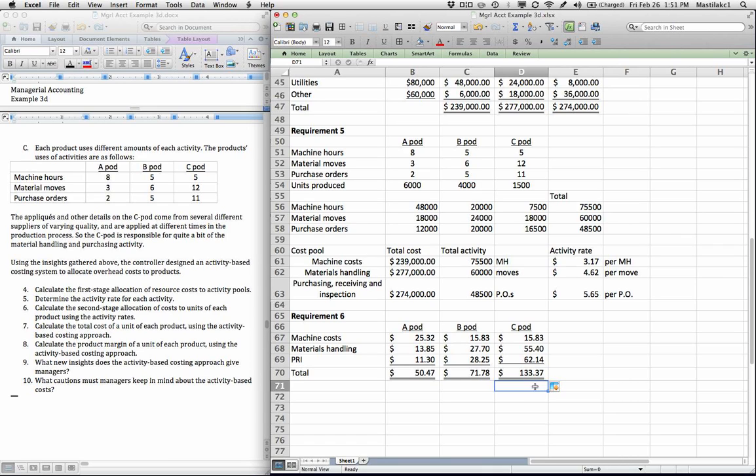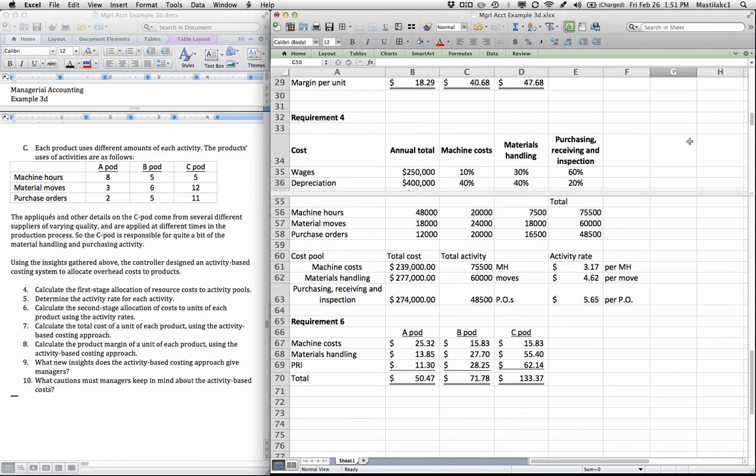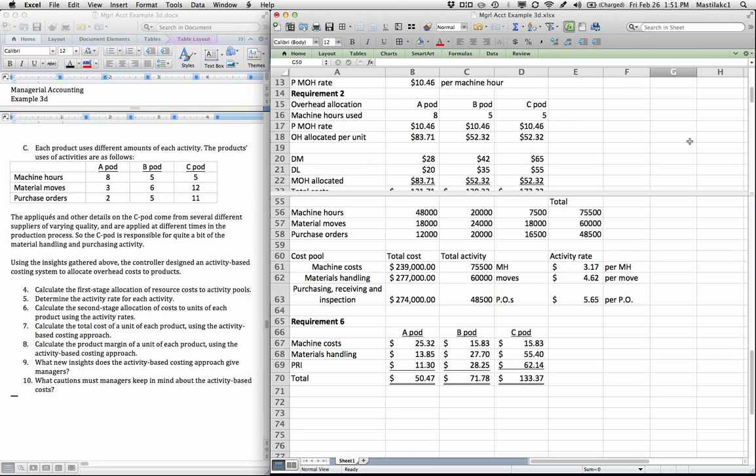And if we're going to stop here, we can take a look and see what the difference is. So here we've got our overhead cost calculated according to the activity-based costing approach. And above, we'll be able to see the overhead cost calculated according to the traditional approach. So in our previous approach, the A pod got the most overhead cost allocated to it. B pod and C pod both got a smaller amount because they used fewer machine hours.